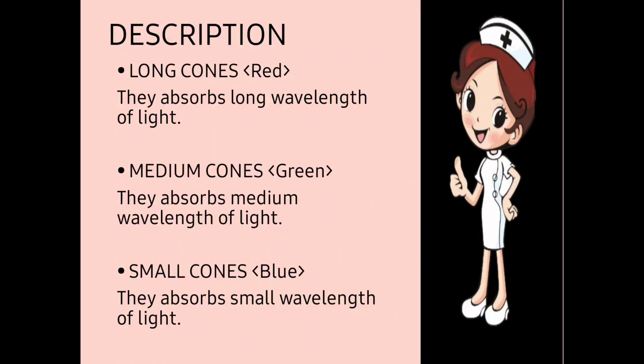Red colored cones. Medium cones are green. They absorb medium wavelength of light. Small cones are blue. They absorb the small wavelength of light.